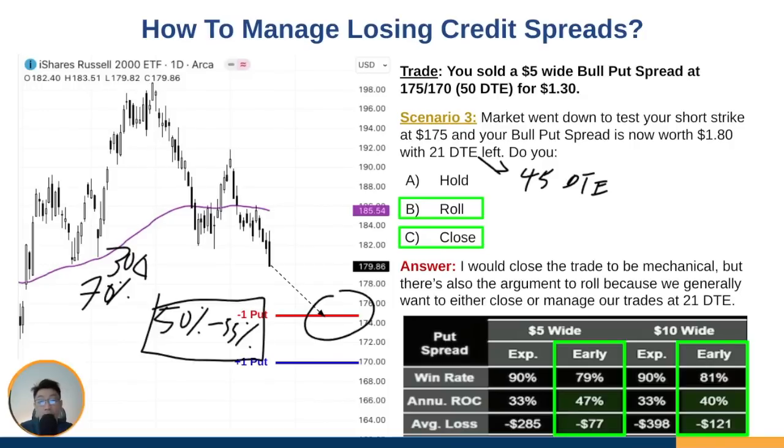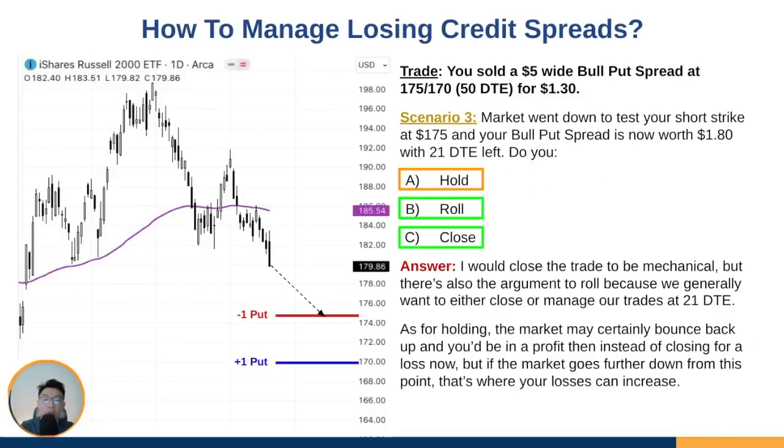I generally don't want to roll. Instead, I would just close out the trade because I want to be mechanical. If I close out the trade right now, I know that statistics have already shown that I have an edge. So that is why, for me personally, if it comes to 21 DTE, I'll just mechanically close out the trade.